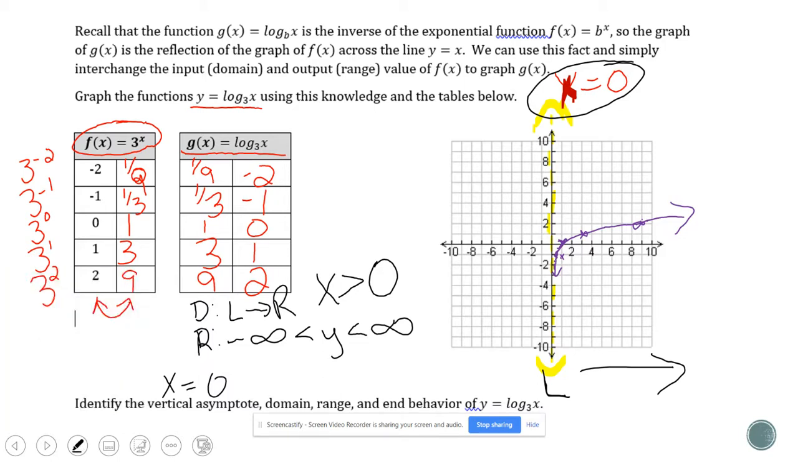Let's highlight end behavior. We will discuss end behavior in class tomorrow for all of our graphs. For right now, we just want to be comfortable with making our XY table, plotting our points, and our asymptote.